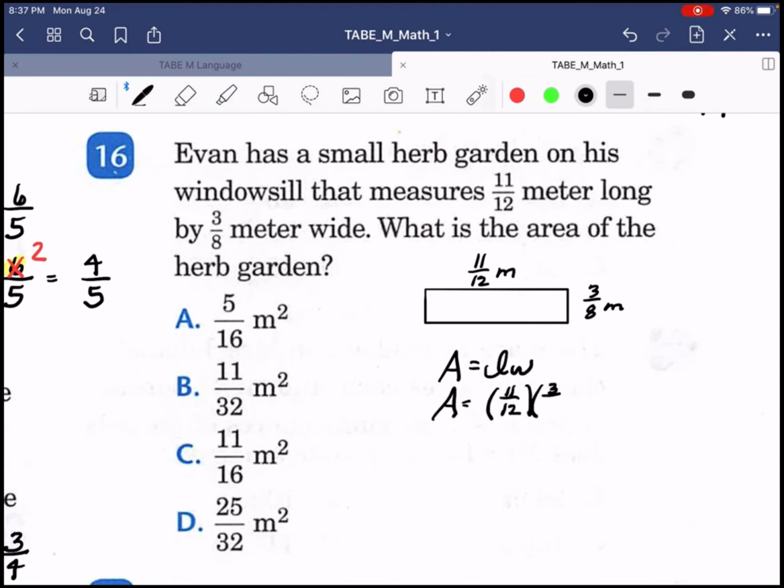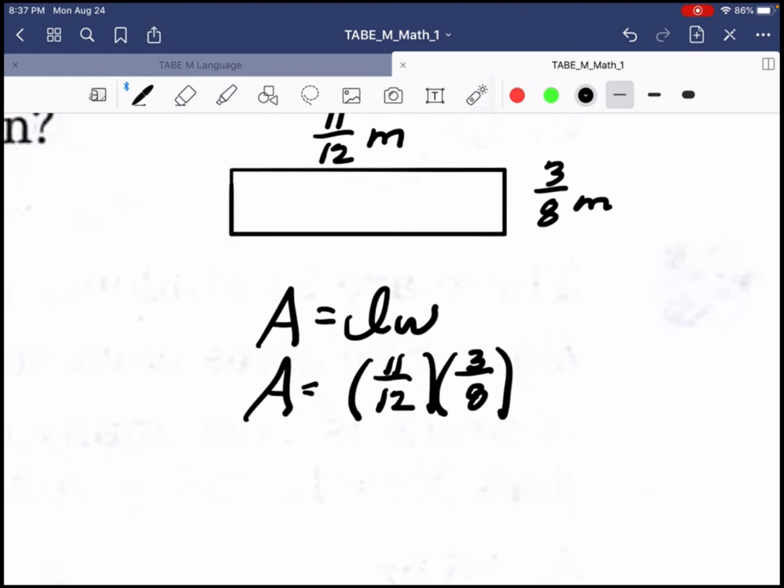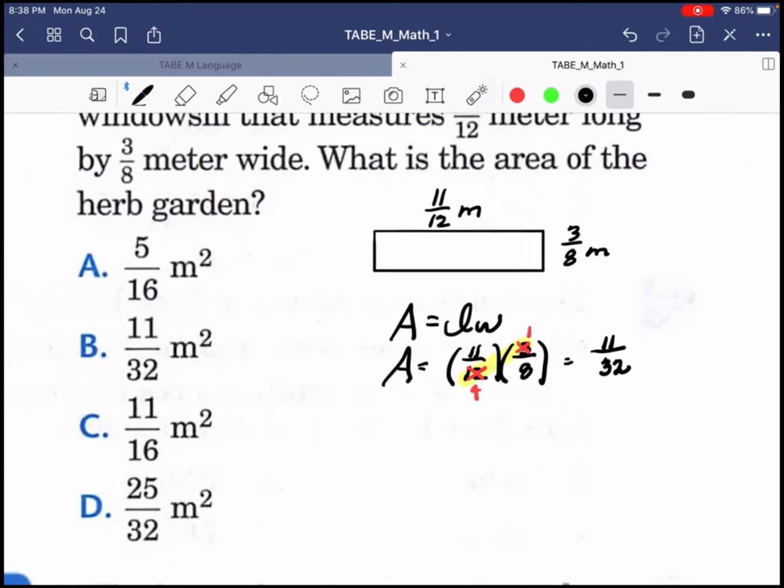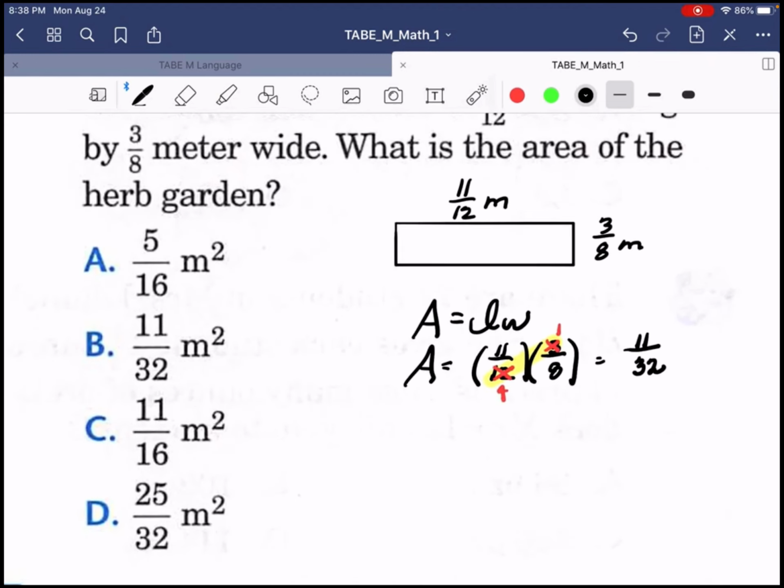11/12 and the 3/8. You could cancel on this one, the 3 and the 12. For some reason with formulas, I tend to just write them out, but you can cancel here. Or you don't have to. You can do your canceling at the end when you reduce. So this will be 11 times 1 and 4 times 8, or 11/32. And that will be B. Option B, 11/32 meters square.